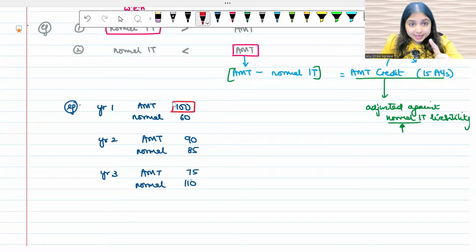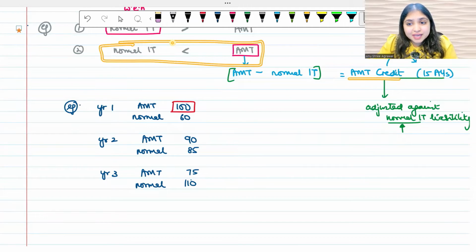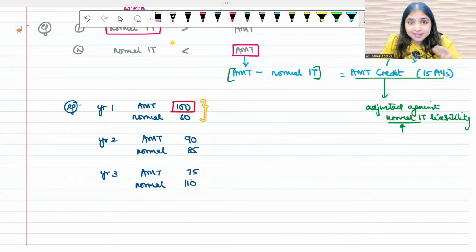But whenever AMT is higher and the assessee is paying as per AMT, what did we learn over here? The assessee will have AMT credit, guys. The difference between AMT and normal income tax, the assessee will get as AMT credit. So how much AMT credit is our assessee going to get? What's the difference between AMT and normal income tax? 40 rupees, guys. That 40 rupees my assessee is going to get as AMT credit. Now this 40 rupees belongs to year 1.